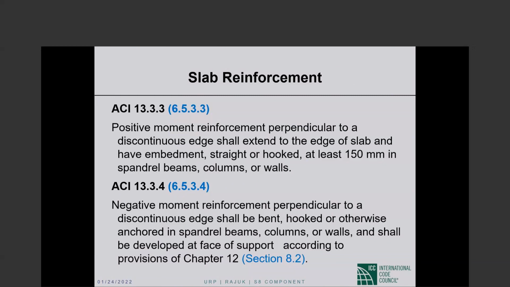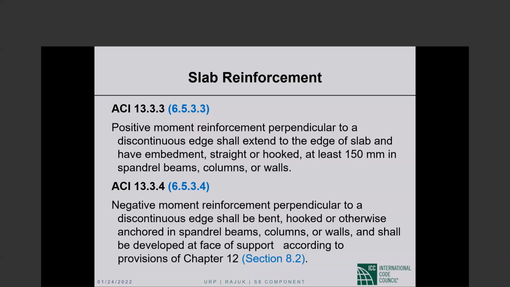Now anchorage, very important, and I will read and maybe not try to do much more than that, because time is running and this is a pretty long thing. But this is all important stuff. Positive moment reinforcement perpendicular to a discontinuous edge, this is the bottom reinforcement, shall extend to the edge of slab and have embedment, straight or hooked, at least 150 millimeters in spandrel beams, columns, or walls. So this is anchorage of positive reinforcement at the discontinuous edge.